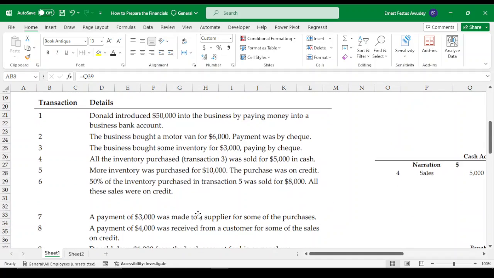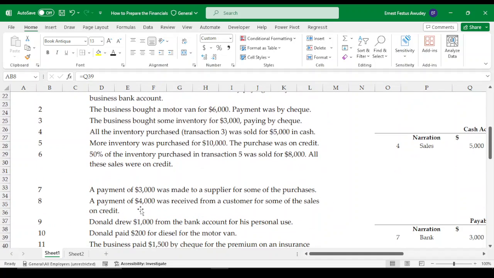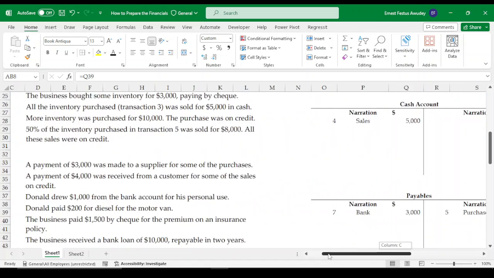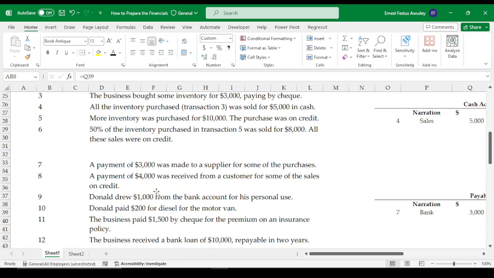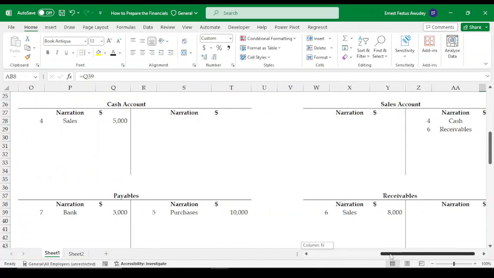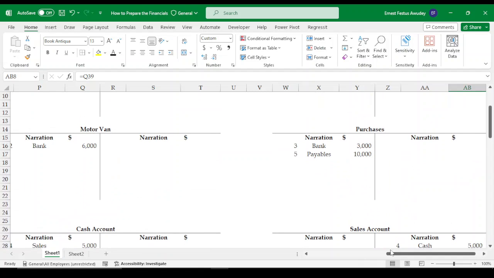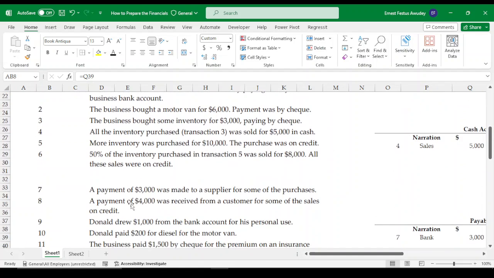So let's go to transaction 8 and see what is there. A payment of 4,000 was received from a customer for some of the sales on credit. So we know we sold on credit, which we recorded in the receivables account, and now they are telling us that a customer has paid 4,000 of these receivables. So our receivables are going to reduce and our bank is going to increase. Again, we are assuming that this payment was made through the bank.